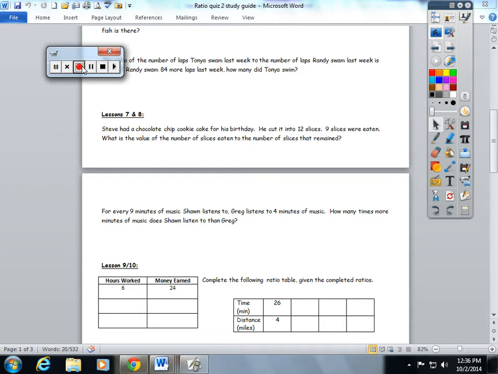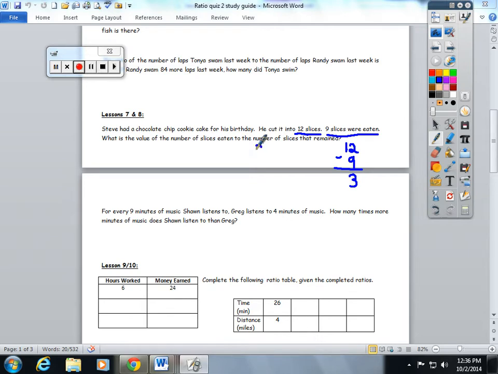Steve had a chocolate chip cookie cake for his birthday. He cut it into 12 slices. 9 slices were eaten. What is the value of the number of slices eaten to the number of slices that remained? So we have to know that there are 12 slices in all, and 9 slices were eaten. So I subtracted 12 and 9, and I got 3.